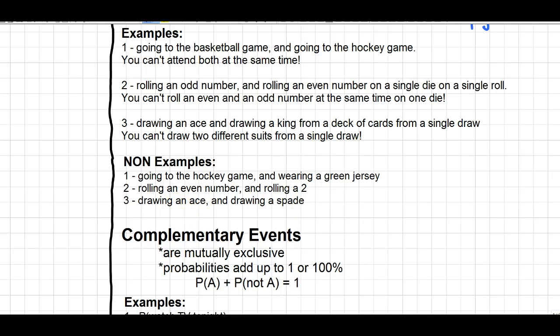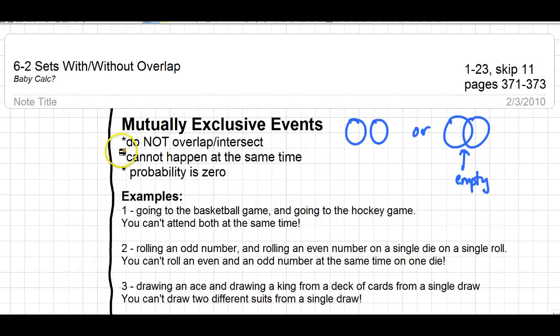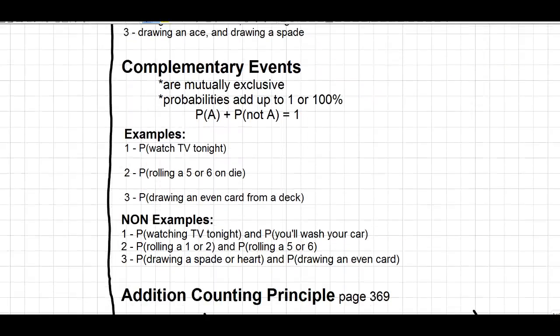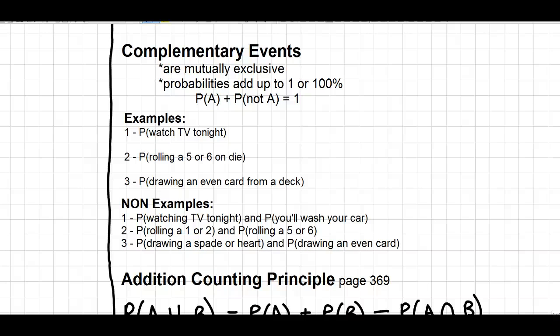Hopefully that gives you some understanding now of what mutually exclusive means. Mutually exclusive means they do not overlap. Taking that definition, now we're going to extend it to another topic called complementary events. Complementary events are automatically mutually exclusive, which again means they don't overlap. So complementary events will not overlap, and they have an additional characteristic.